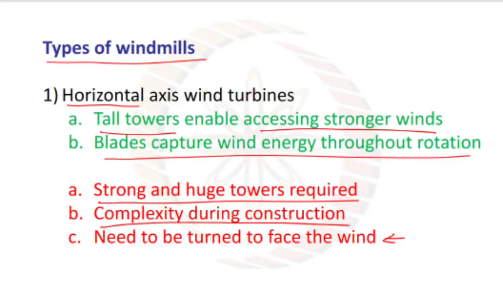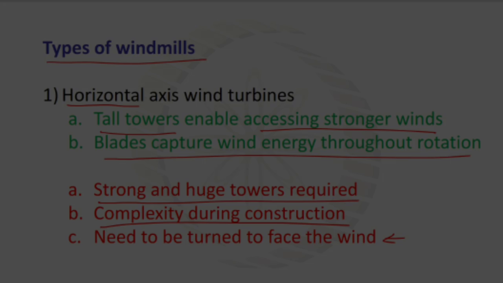Now what are the types of windmills? Horizontal axis wind turbines: tall towers enable accessing stronger winds. Blades capture wind energy throughout rotation. Strong and huge towers are required, there is complexity during construction, and they need to be turned to face the wind. This is the important factor of this type of windmill, and the figure is shown here.